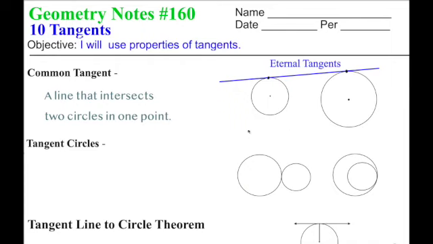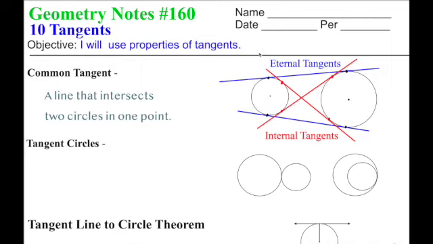And there should be another external tangent down here. So there are two external tangents to these two circles. Now, if the line goes in between the two circles and separates them, it's called an internal tangent. So an internal tangent actually comes between the circles, so one's on one side and the other's on the other side of the line. There should be two internal tangents in this case. Now, there are the internal tangents. So these are the two kinds of common tangents we have when it comes to circles.